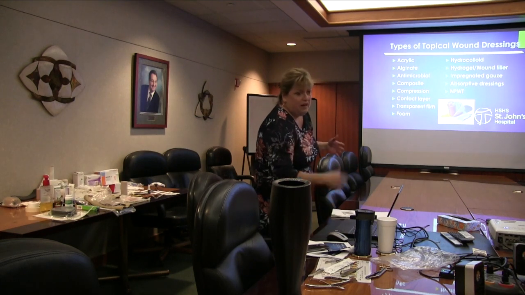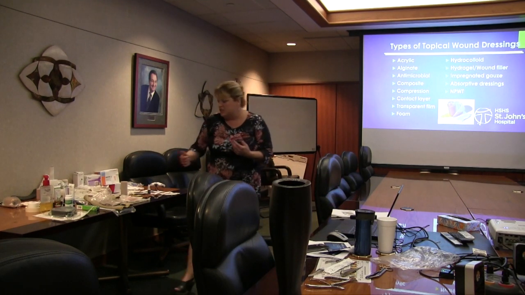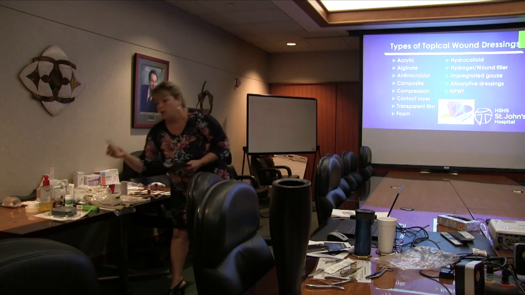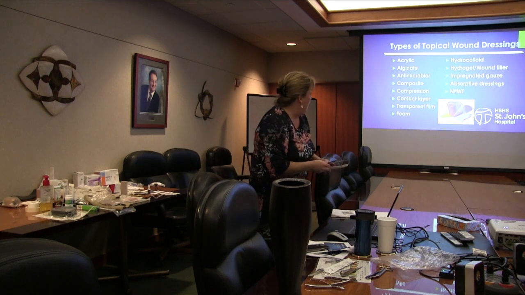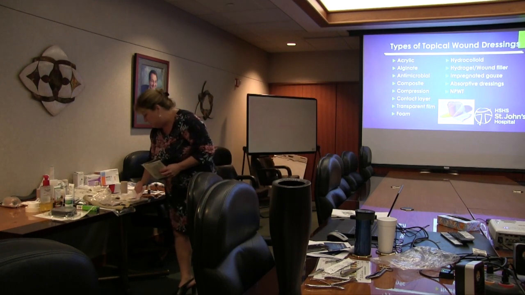So types of dressings, we kind of pass some around. The acrylic is the Tegaderm. The alginates have been out there for a long time, so if you're wanting to absorb and wick, you're going to go with an alginate. The composite dressings are ones where you're combining a couple different technologies.